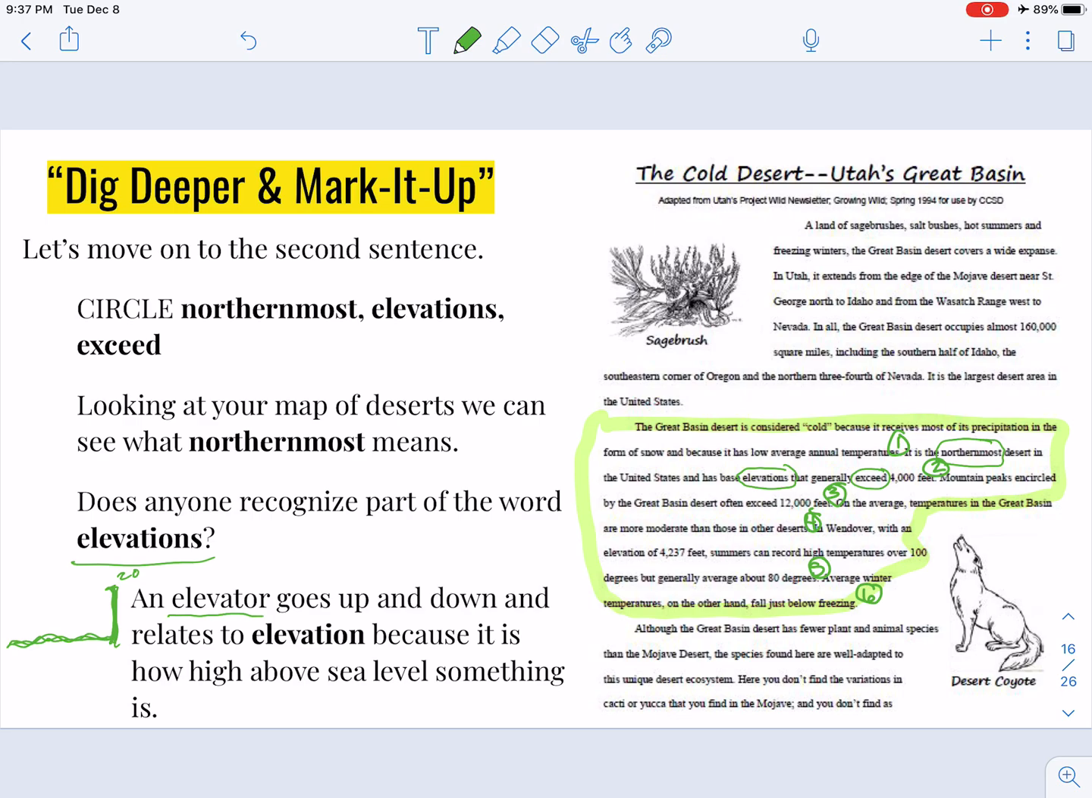Now, here it says that it exceeds 4,000 feet. When I exceed something, it means that I go above and beyond. So if I were to say it has base elevations that generally go above and beyond 4,000 feet, does that fit? Yeah. So exceed means that it has gone above. So I have my elevations are more than 4,000 feet throughout most of the Great Basin. That's pretty crazy.